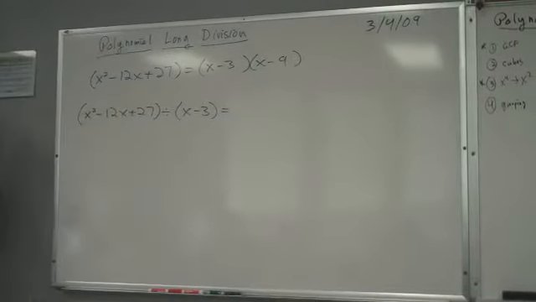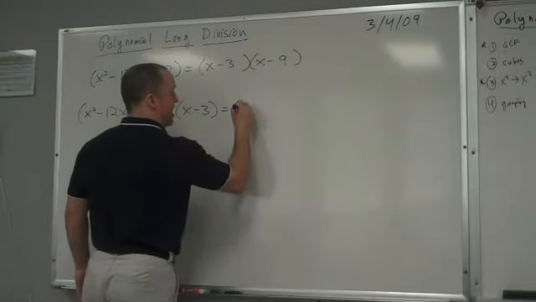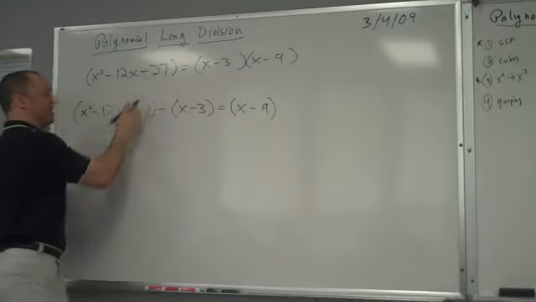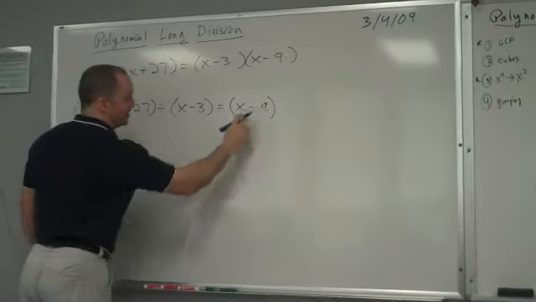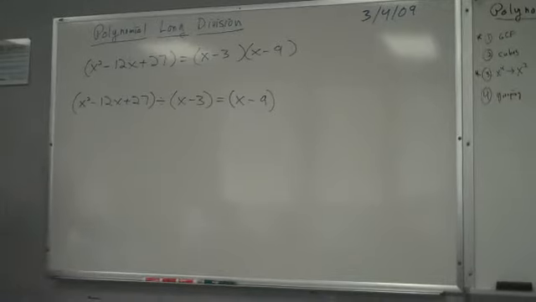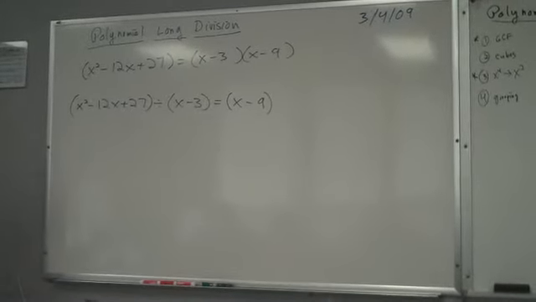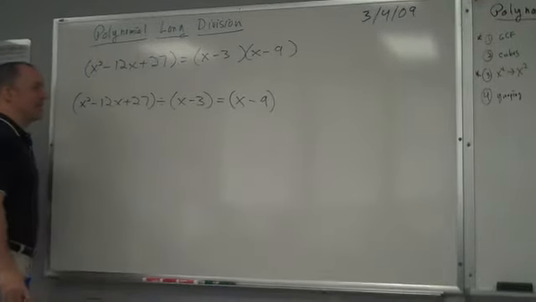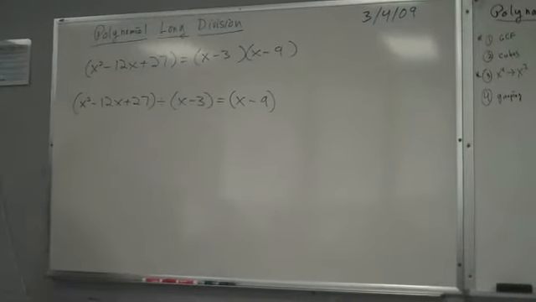x minus 9. It should be the other factor. Factor times factor gives you a product. Product divided by factor gives you the other factor. So in this case, if you already know how they multiply, life is good. If you don't, life is bad. Well, the problem is longer, I'll put it that way.